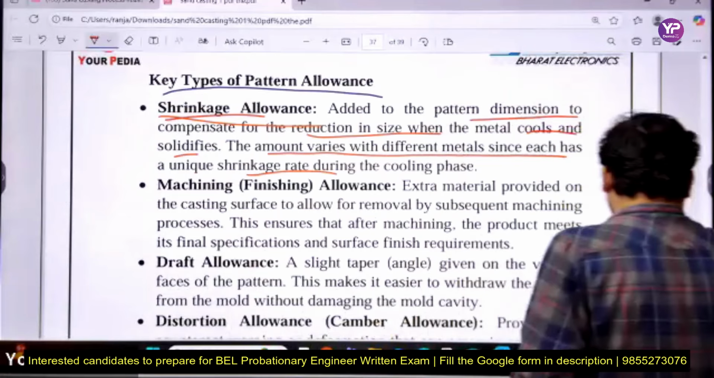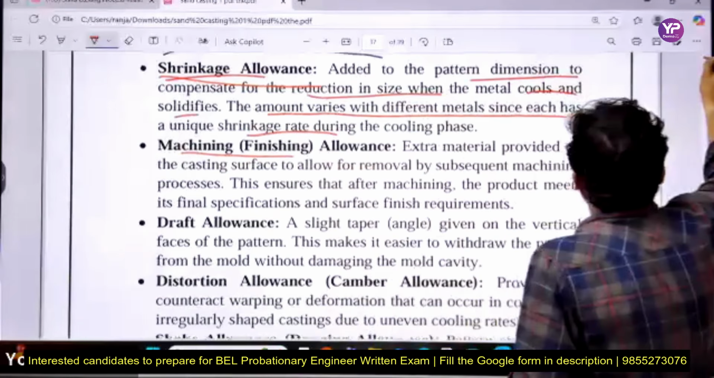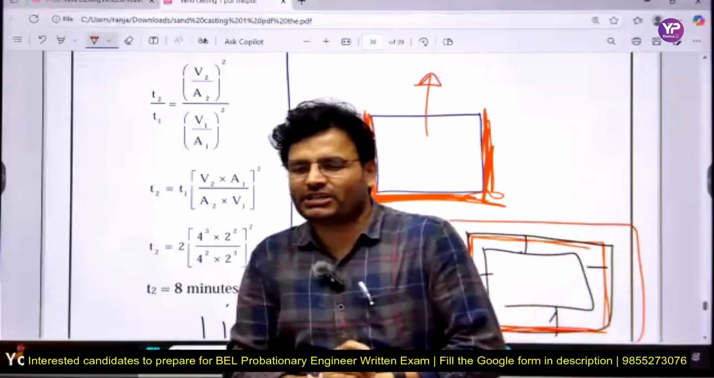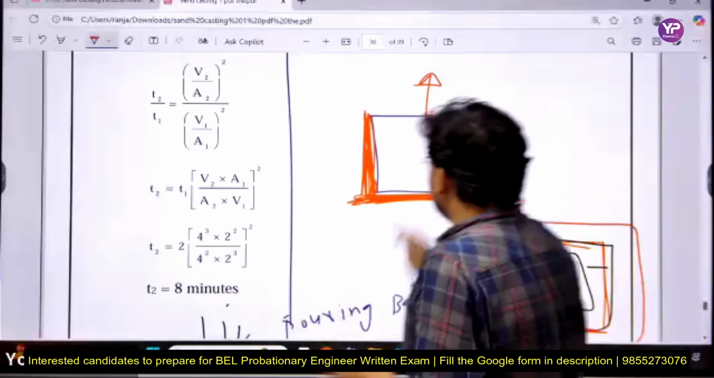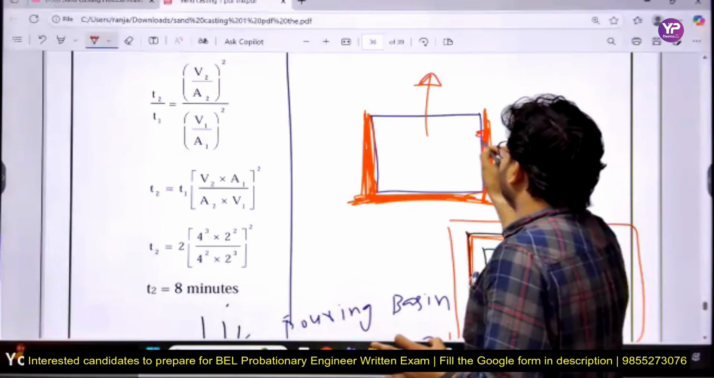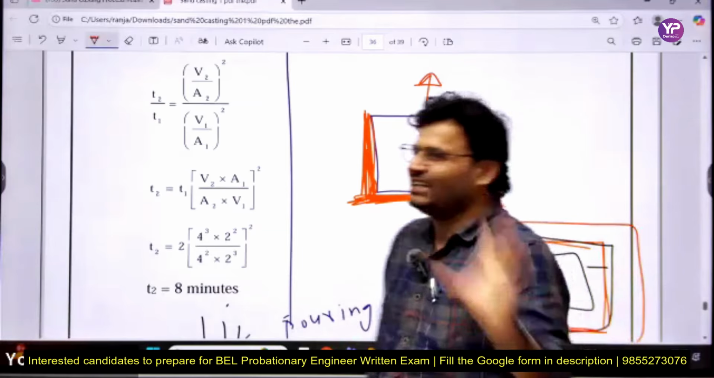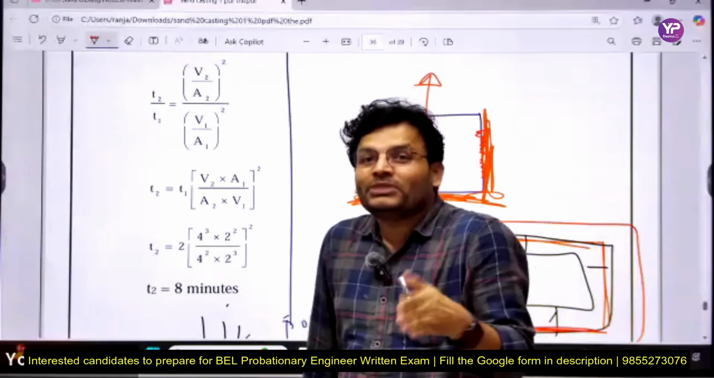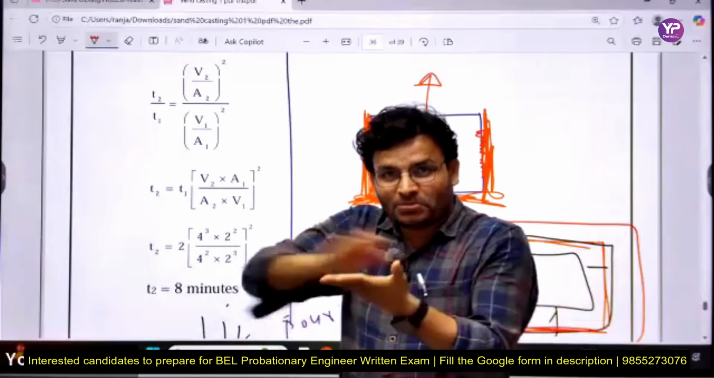Now second, what is machining allowance? You know, my dear friends, later on I will teach one thing. One of the biggest drawbacks of casting products is that their surface finish is not good, because here there is sand. Generally, especially in sand casting, the surface finish is very bad. So you have to do machining also, so that the surface finish looks better. You have to do the machining.